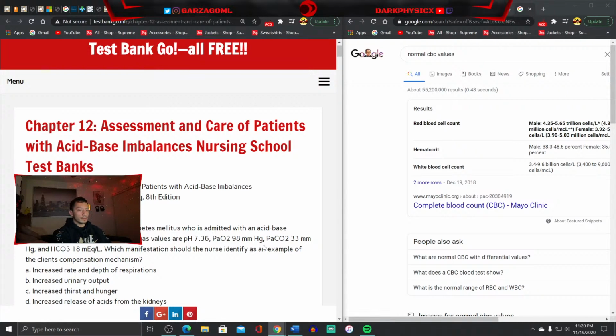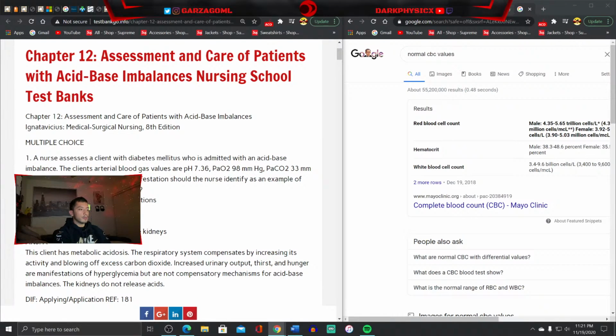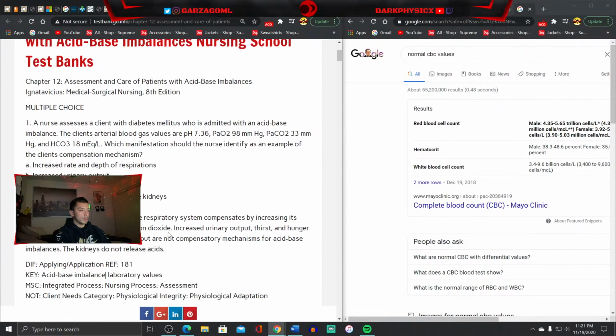That way it gets that up a little bit. Increase urinary output, nah. It's definitely A. Yes. So the client has metabolic acidosis, because this is very low. And to compensate for that, the respiratory system is going to breathe more, blow off some excess CO2, and it can compensate more, since the kidneys aren't doing anything. Okay.